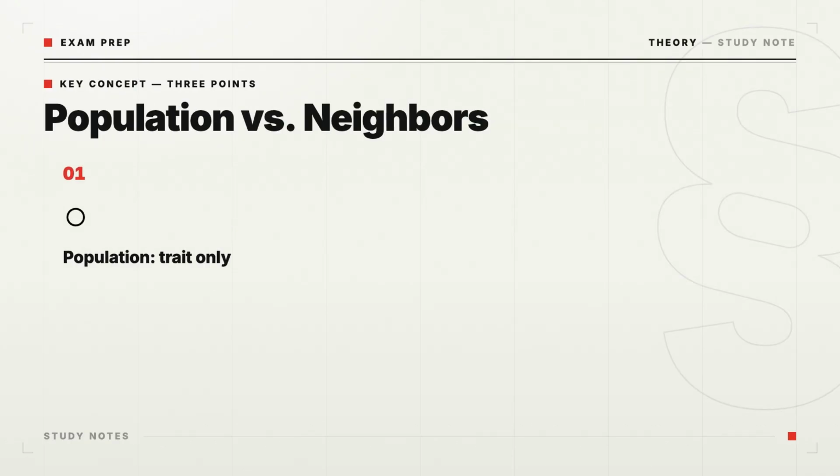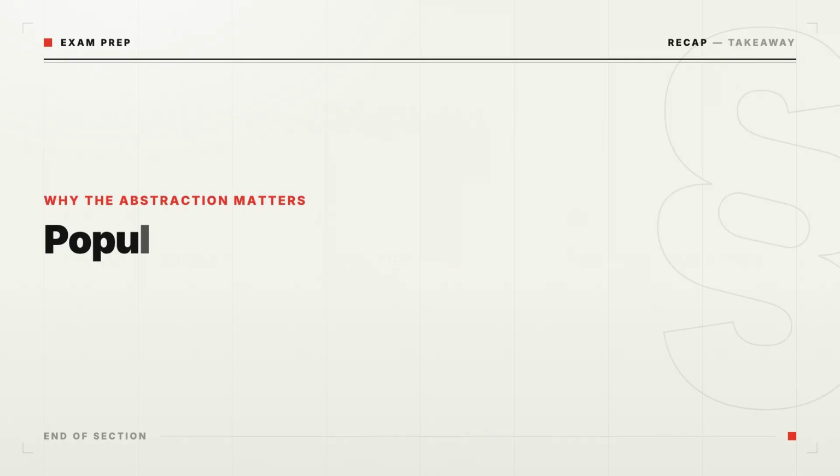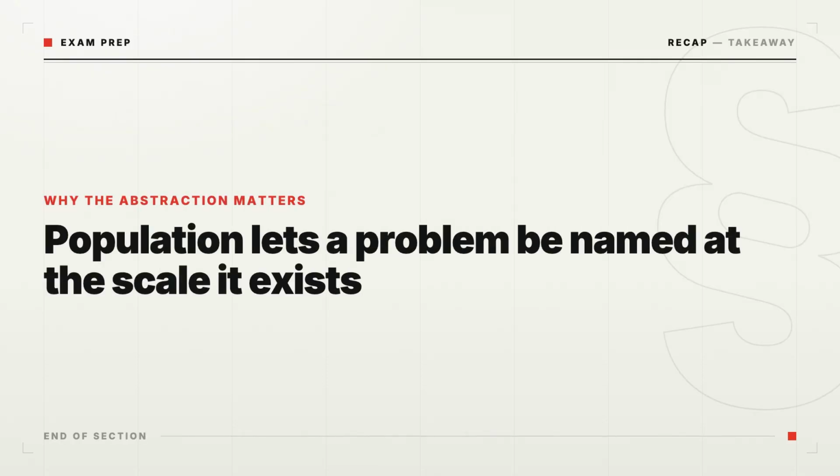2 confusable neighbors sit on either side. A community adds interaction and usually place to a group of people. An aggregate subtracts scale, narrowing a population down to a group small enough to work with face to face. Population is the broadest and most abstract of the 3, and that abstraction is a feature, not a flaw. It lets public health name a problem at the scale it actually exists, rather than the scale at which someone happens to be standing.